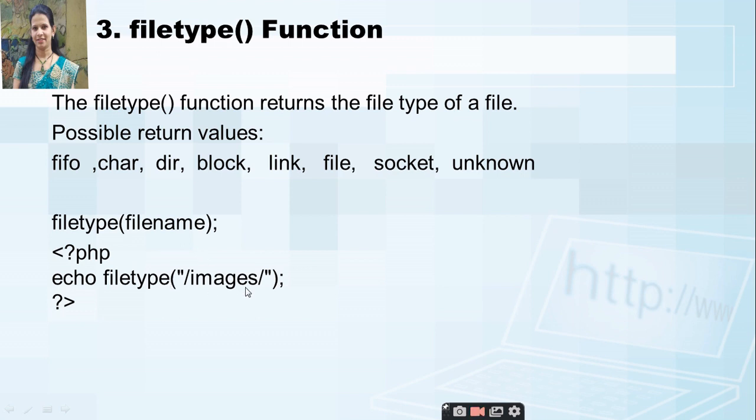Here is one example. When you use this, it will return the output as a directory, because we are using this images as a directory. So this filetype will return dir, directory.